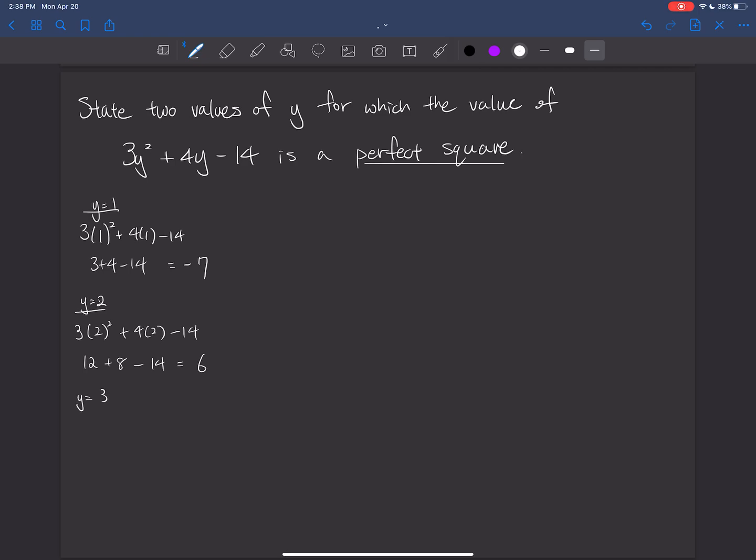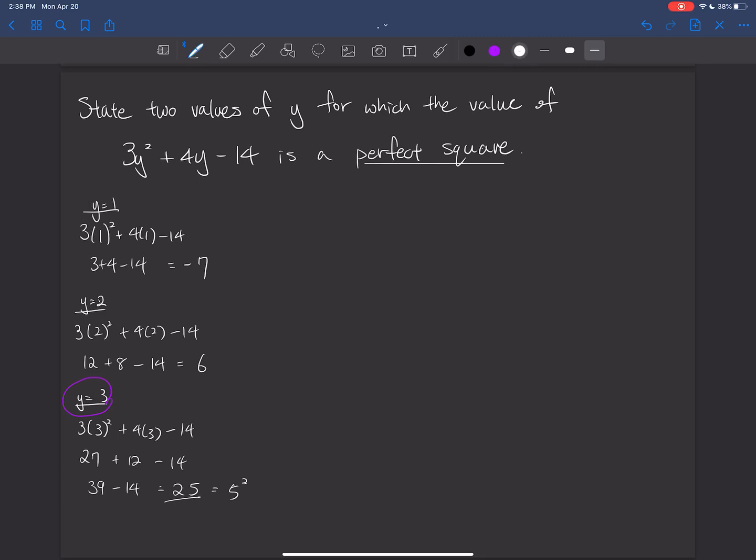Y equals 3. 3 times 3 squared plus 4 times 3 minus 14. 3 times 9, so 27 plus 12 minus 14. So that would be 39 minus 14, and that's 25. And yes, 25 is a perfect square. It's 5 squared. So y equals 3 is one of the two values.